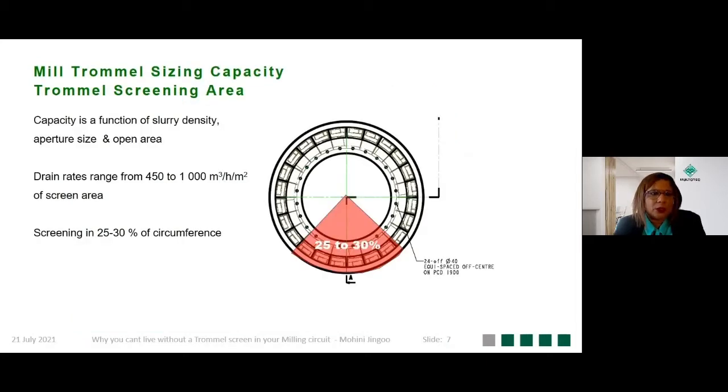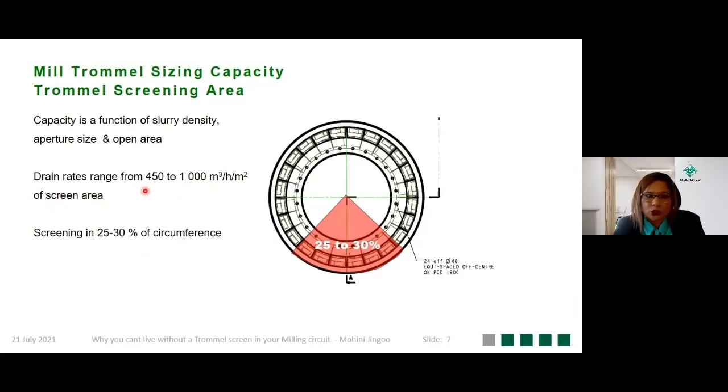Ladies and gentlemen, the mill trommel sizing capacity is basically a function of your slurry density, your aperture size, and your open area. The drain rates range from 450 to 1,000 cubic meters per hour per square meter of screening area.